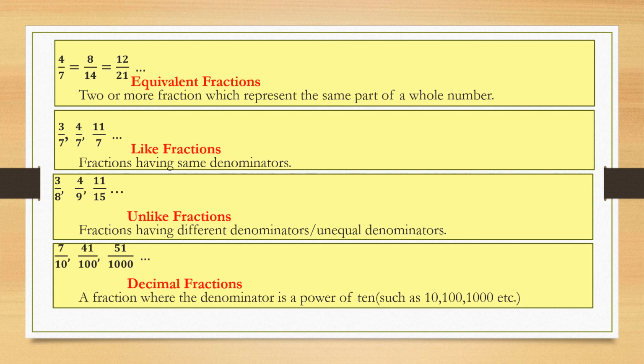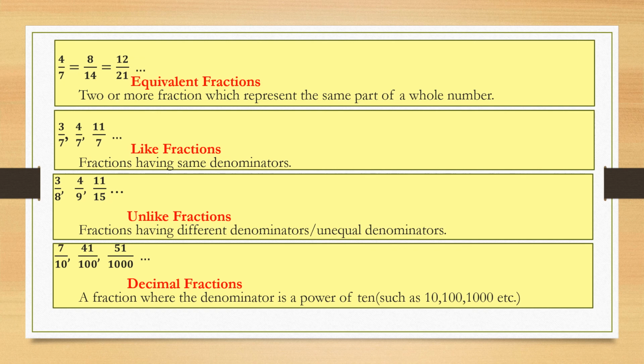Now opposite to that, unlike fractions. What are unlike fractions? The fractions having different denominators are called unlike fractions. For example, 3 upon 8, 4 upon 9 and 11 upon 15. Now here all the denominators are different, so they are called unlike fractions.